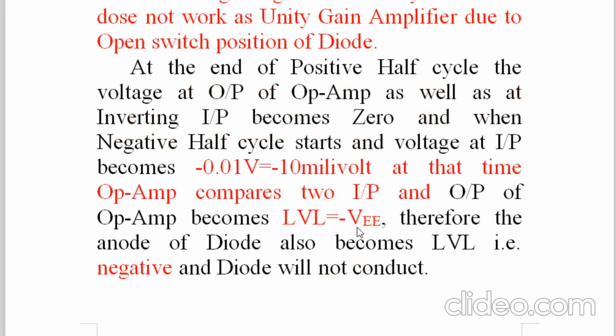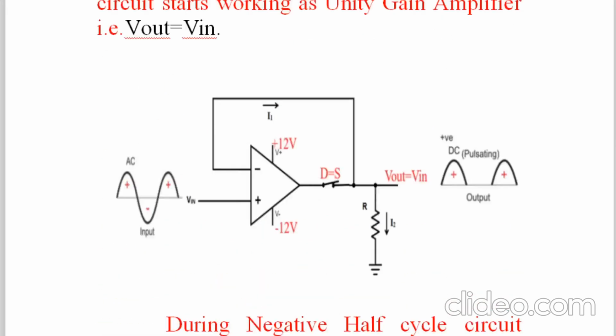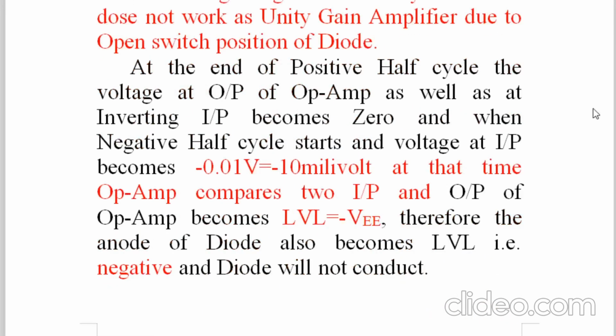And as soon as the op amp's output is minus 12 volt, the output is connected to the anode of the diode. Therefore the anode of the diode becomes negative, and the diode will not conduct. Everything is given here. The anode of the diode also becomes LVL because the output of the op amp is connected to the anode of the diode, that is negative, and the diode will not conduct.